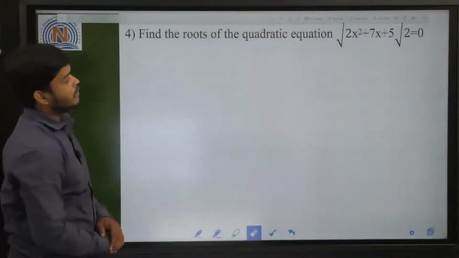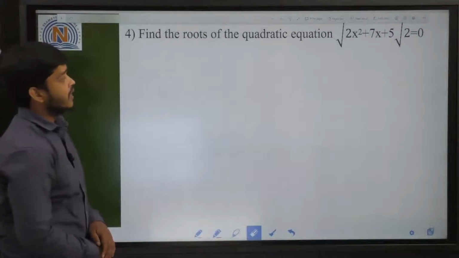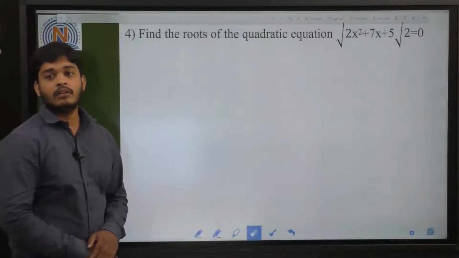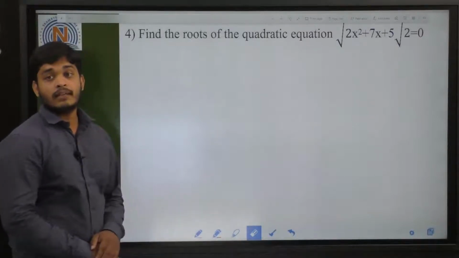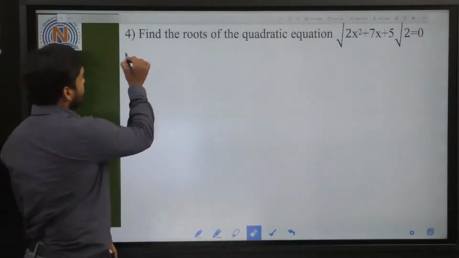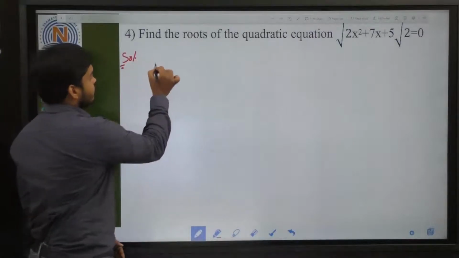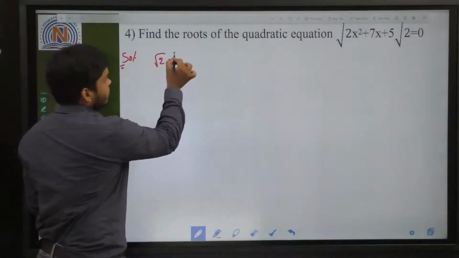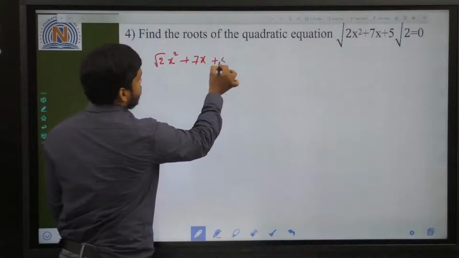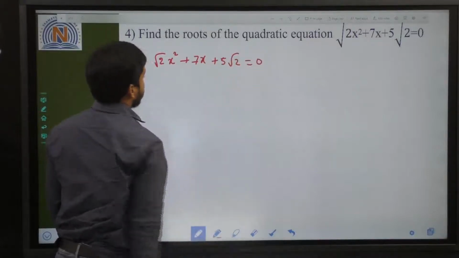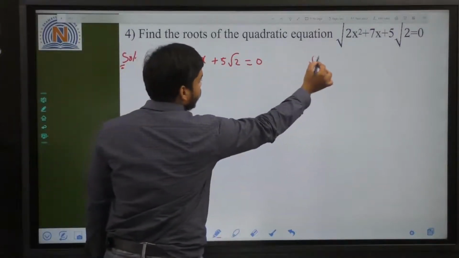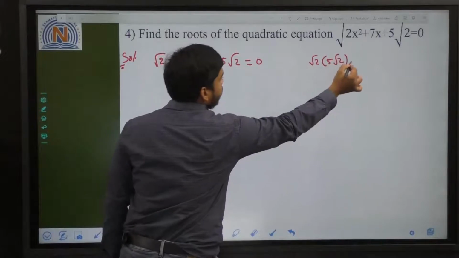Find the roots of the quadratic equation root 2 x square plus 7x plus 5 root 2 is equal to 0. It is a very interesting question. Listen, root 2 x square plus 7x plus 5 root 2 equals to 0. See here, if you observe, root 2 into 5 root 2, the value is 10.